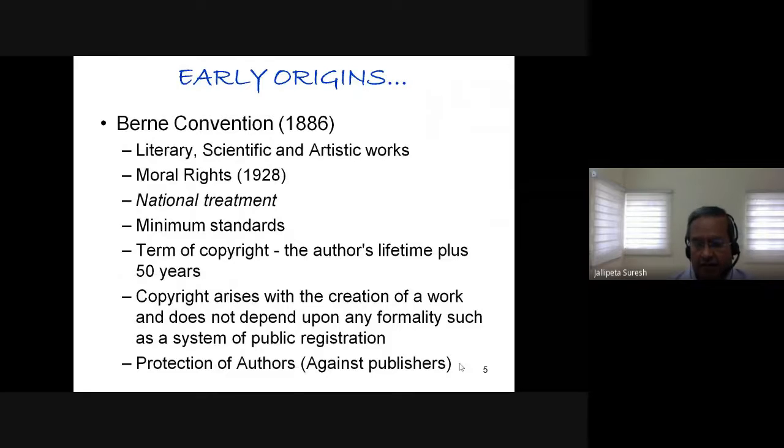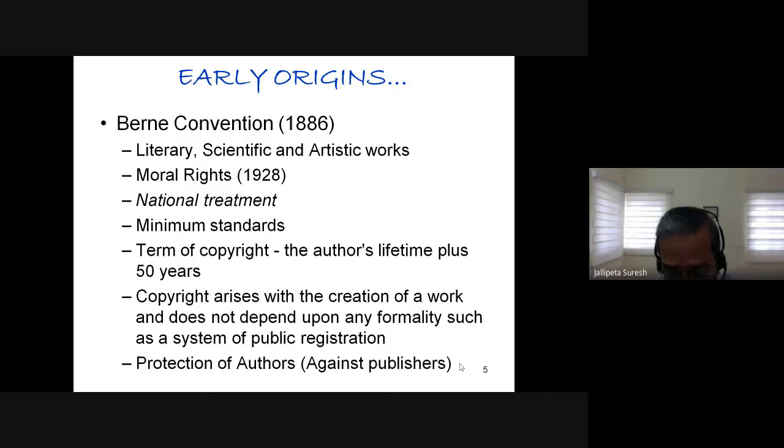Okay. Now, since the laws of each country, as we understood in previous sessions, are territorial in nature, there is a variance among the various IP laws. So in order to bring in a minimum standard of uniformity, the Berne Convention was formed in the year 1886. Under this convention, to which India is also a member country now, for the first time literary, scientific and artistic works were considered to be copyrightable subject matter.